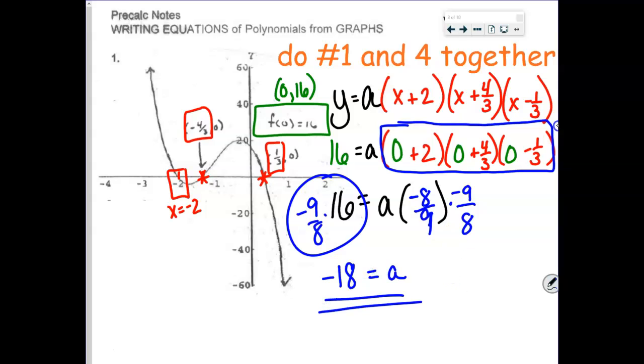Now, if you were very, very smart and did your math in pencil, all you'd do is you'd simply come back up to here and you'd throw a negative 18 in place of the a, and you're done. If you didn't use pencil, you have to rewrite all of that.